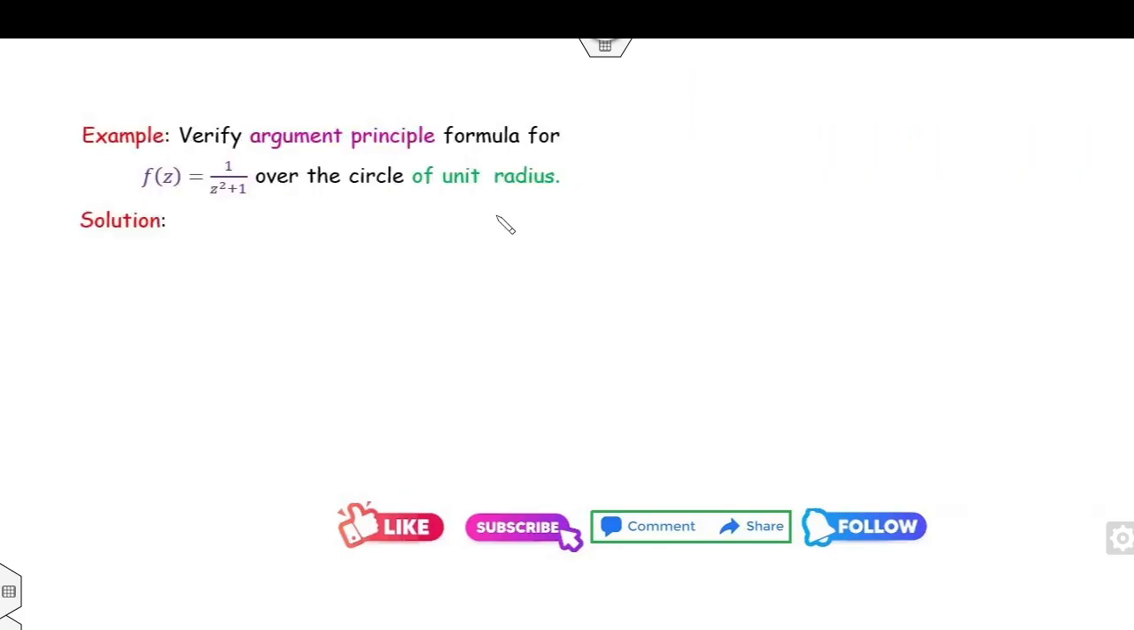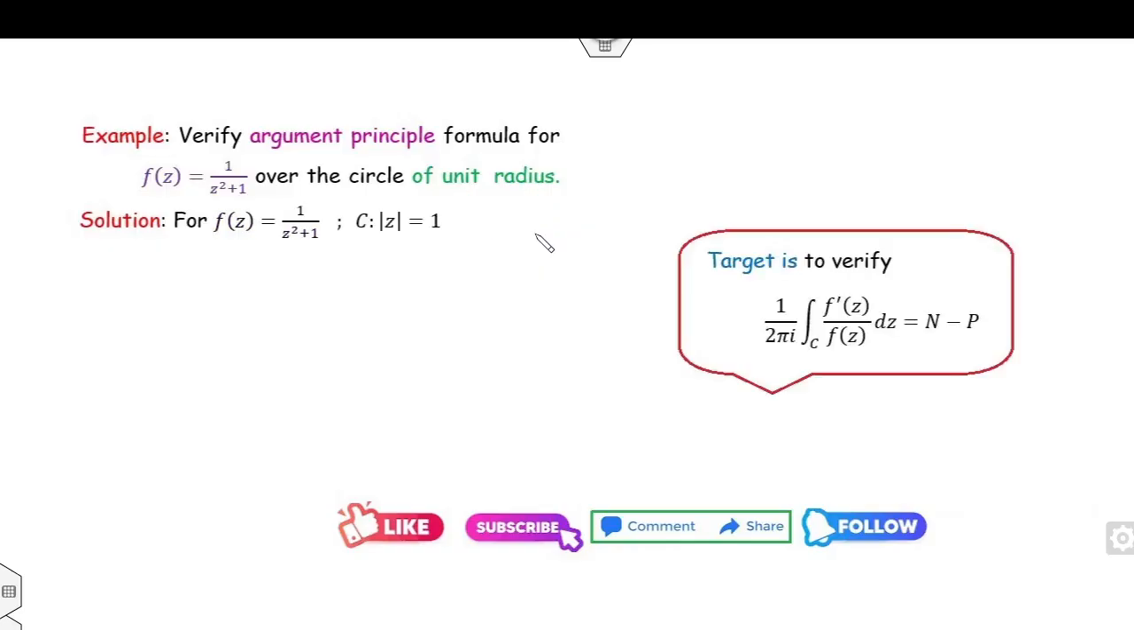Okay, verify the argument principle for the function over the unit circle, mod of z is 1. So I can draw the circle, and your target is to verify this component. Let's start firstly with the number of zeros. Can you find the number of zeros? Zeros means the numerator part is 0. What is the numerator? That is not possible, which means there are no zeros.